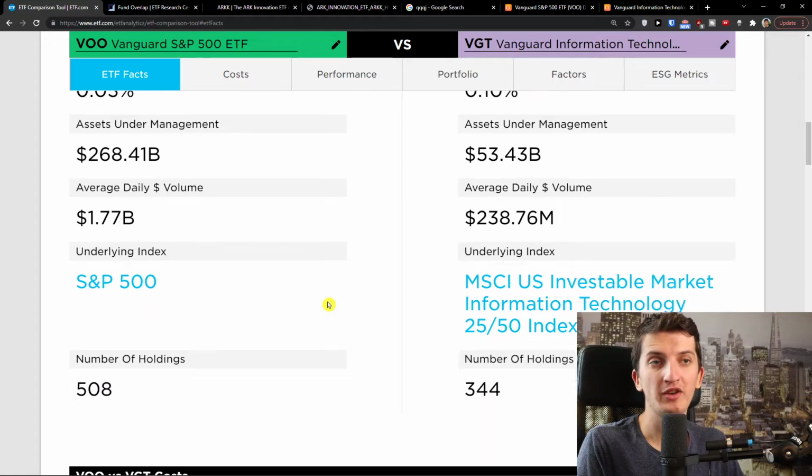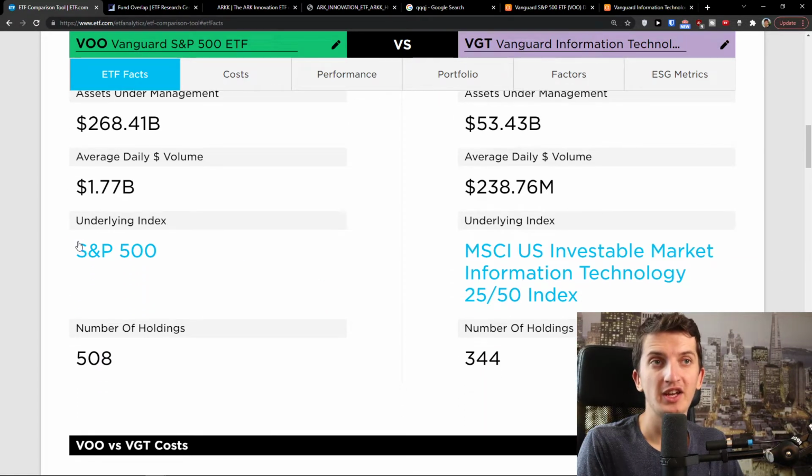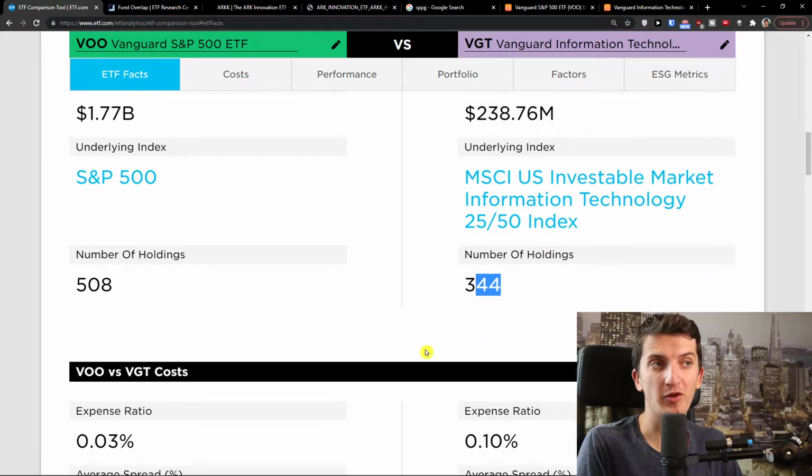And then we're gonna go further on underlying index. Underlying index for VOO is the S&P 500 with 508 stocks in it. And it's more diversified compared to the MSCI US IMI Information Technology 25/50 index of 344 holdings.